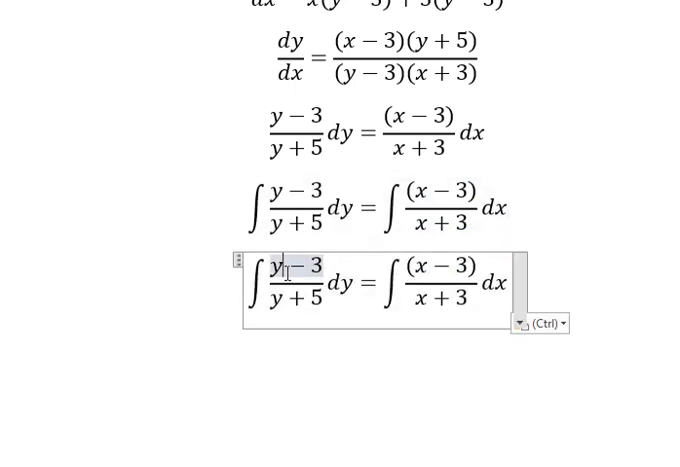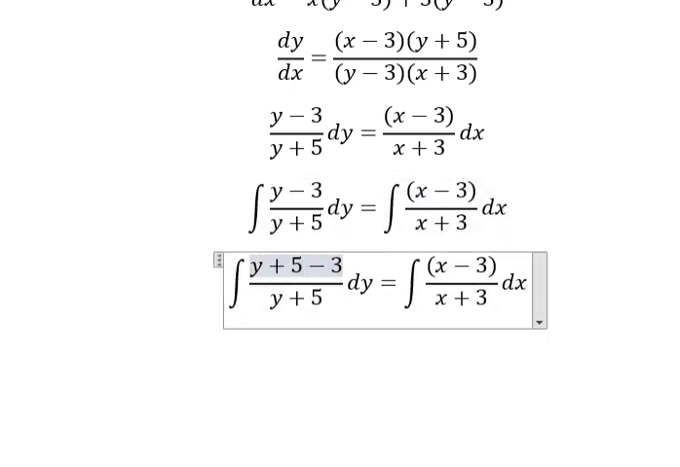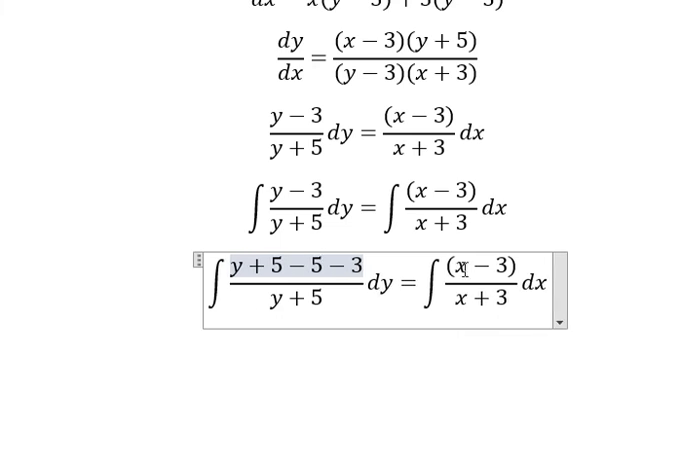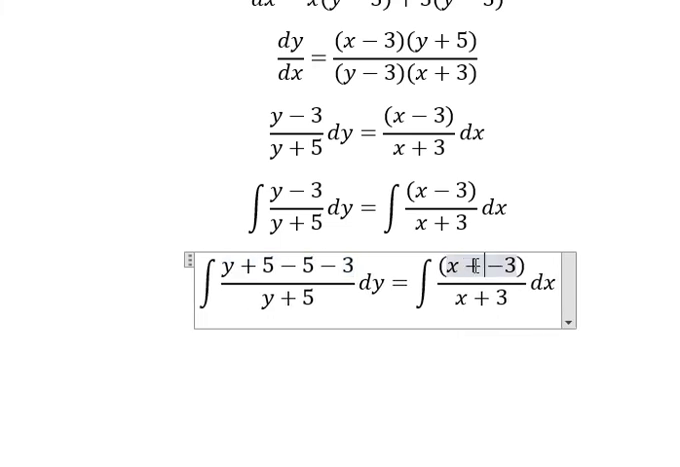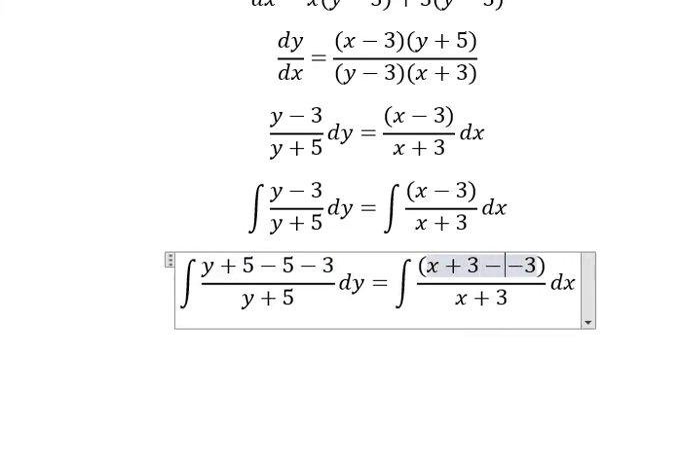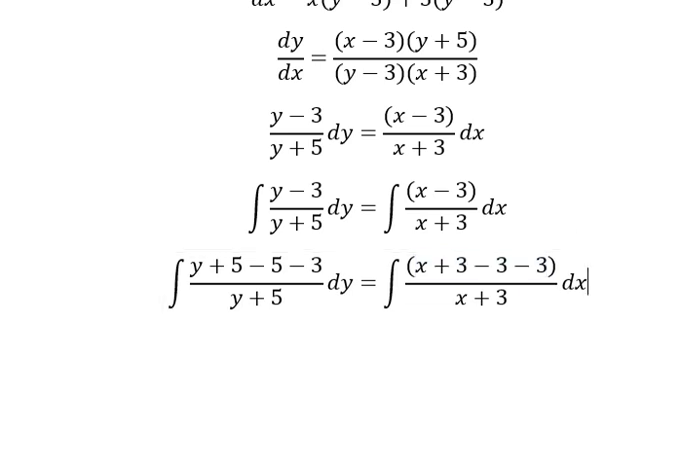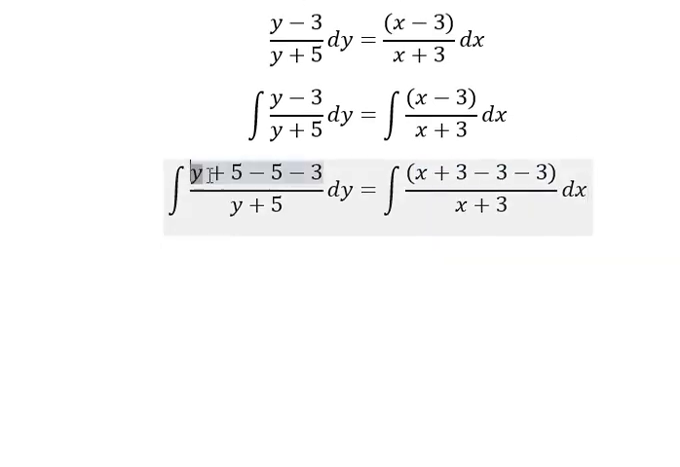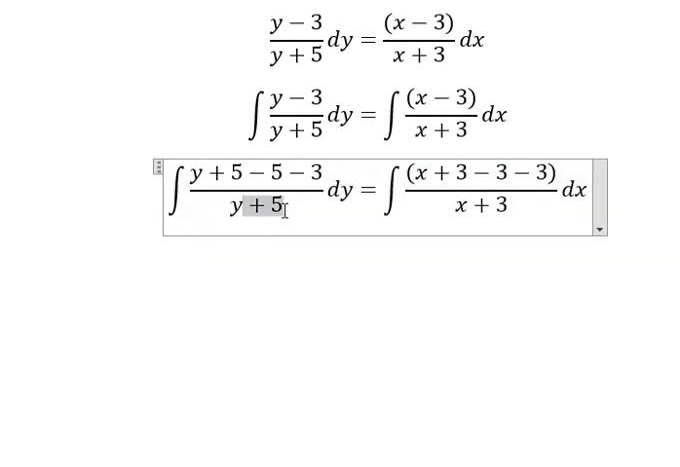So, we need to add number 5 in here. Later we need to minus number 5. We need to add positive number 3. Later we need to minus number 3. Because I want to create this one divided by the denominator. Similar for this one in here.